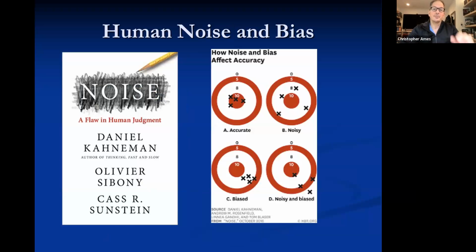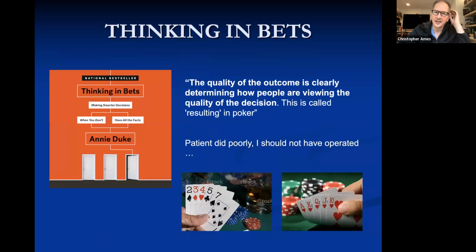So some very good books on bias. This is one called Noise by Daniel Kahneman, a very famous economist. Another great book on decision-making and human bias is a book called Thinking in Bets by Annie Duke. It's about playing poker. Selecting a patient for surgery is much more like poker than it is chess, because in chess, predictive models can be 99.5% accurate or more in winning the game of chess. Poker involves some element of chance, and there's always some element of chance in surgery.